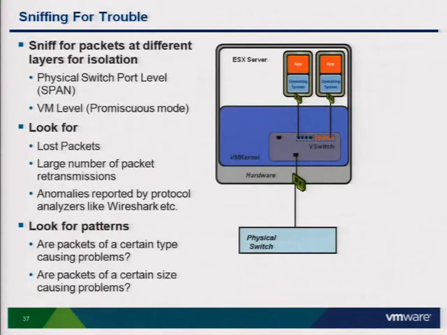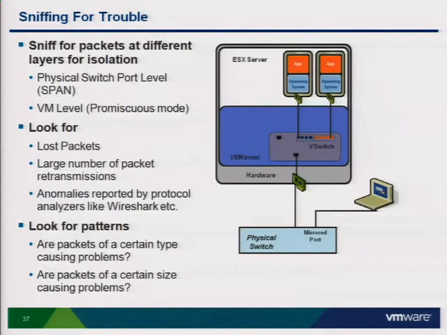One thing we generally recommend in terms of how to troubleshoot a problem is to try and sniff for it. You can sniff for a problem at 2 different layers. The first is at the physical switch. This is your standard network admin procedure: you mirror a port, attach a sniffer on the other end, and watch traffic going in and out of the switch. That might give you insight into what the problems might be. Look specifically for lost packets, a large number of packet retransmissions, and any anomalies reported by the protocol analyzers.